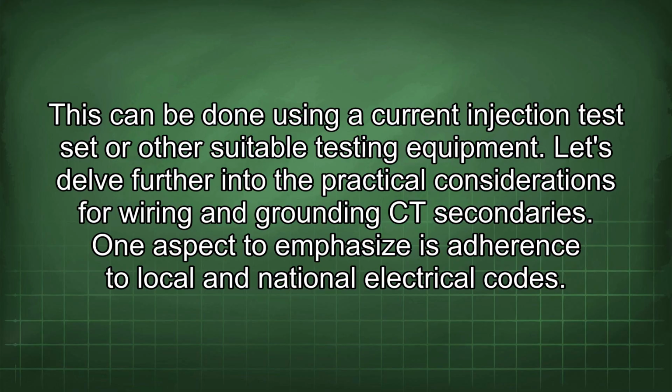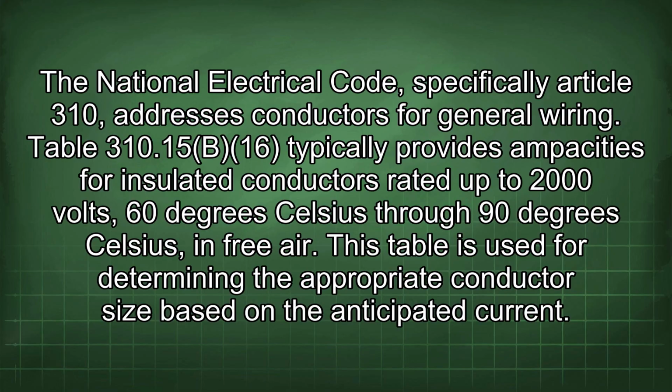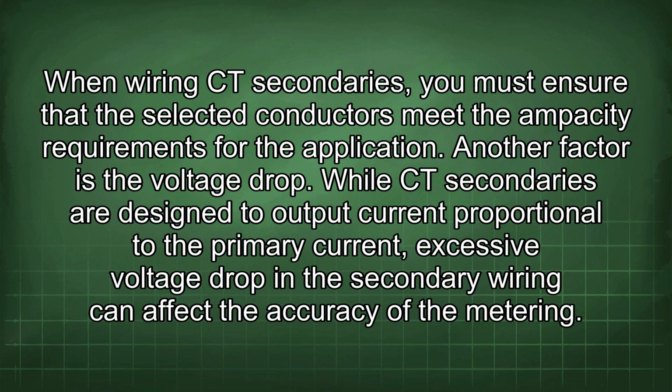One aspect to emphasize is adherence to local and national electrical codes. The National Electrical Code, specifically Article 310, addresses conductors for general wiring. Table 310.15(B)(16) typically provides ampacities for insulated conductors rated up to 2000 volts, 60 degrees Celsius through 90 degrees Celsius, in free air. This table is used for determining the appropriate conductor size based on the anticipated current. When wiring CT secondaries, you must ensure that the selected conductors meet the ampacity requirements for the application.